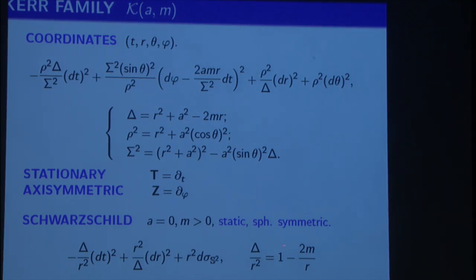Well, the only other thing that I should say is that among this class of solutions, you also have the Schwarzschild solution, which is a little bit easier. So the Schwarzschild solution is spherically symmetric. So this is the line element of the sphere. And this delta is 1 minus 2m over r. And delta over r squared is 1 minus 2 over r.